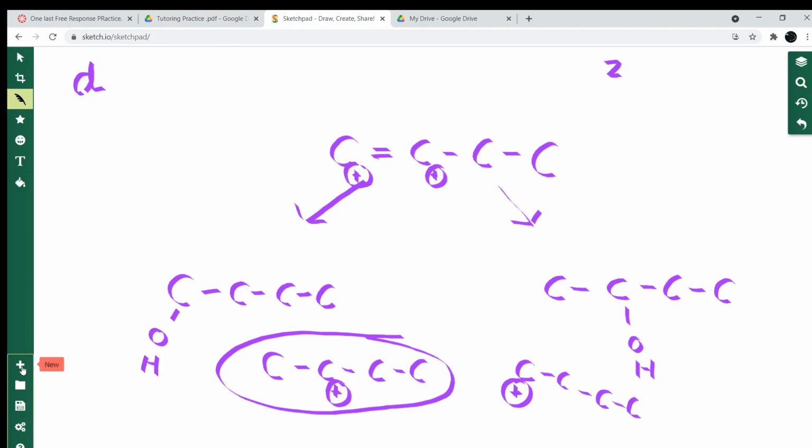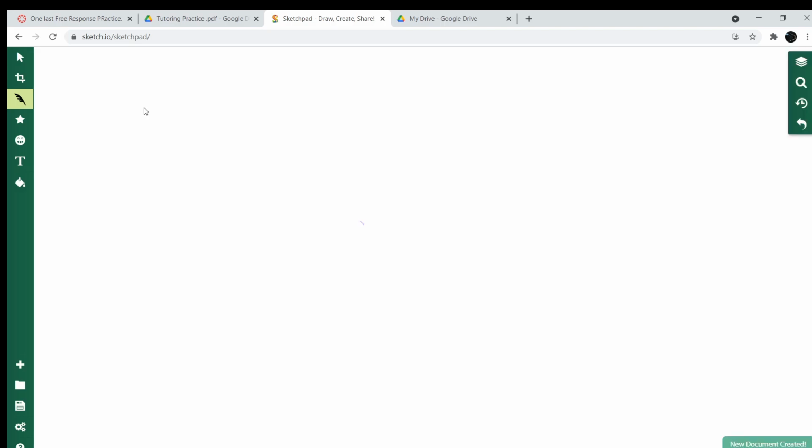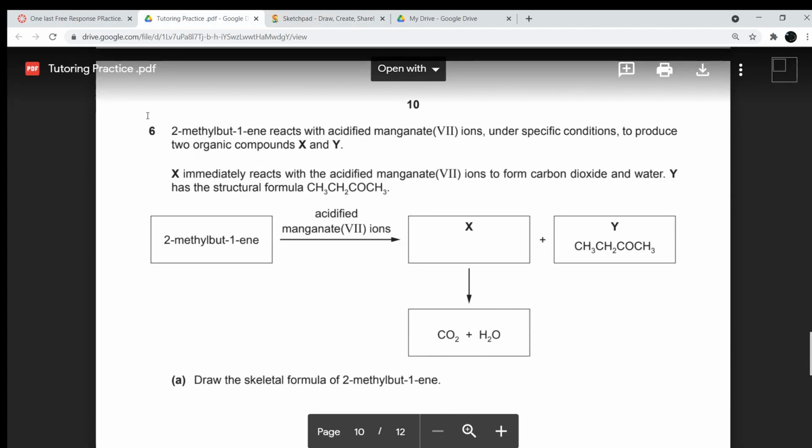Next, I'm going to put the number 6 on the board here because we'll work on number 6, going through everything with number 6 here. All right. So we'll look through it.